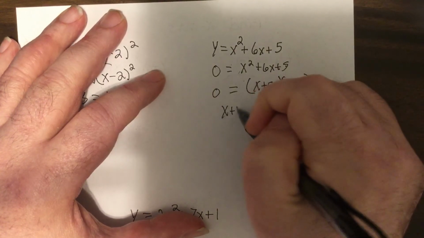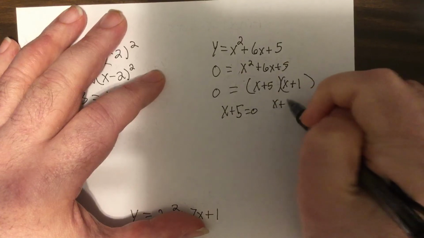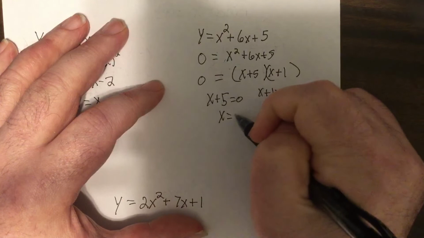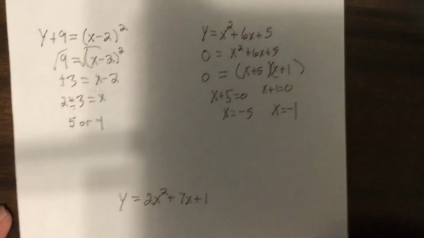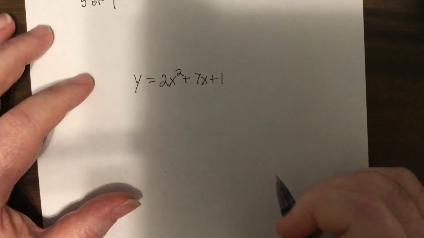So x plus 5 equals 0, or x plus 1 equals 0. So x equals negative 5 or x equals negative 1. Yay! Now this one again, oh, I can't factor that.